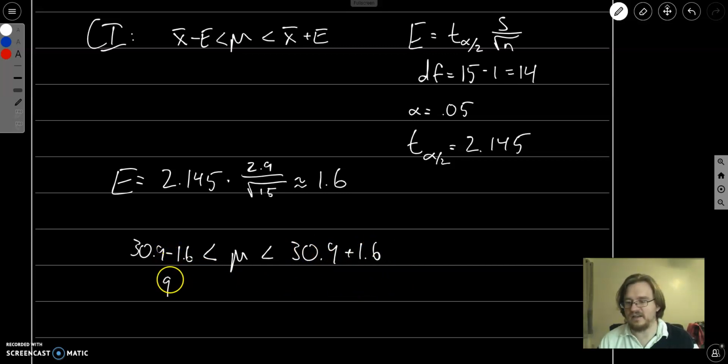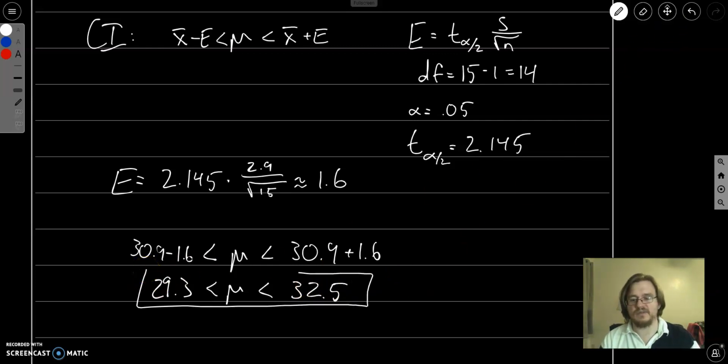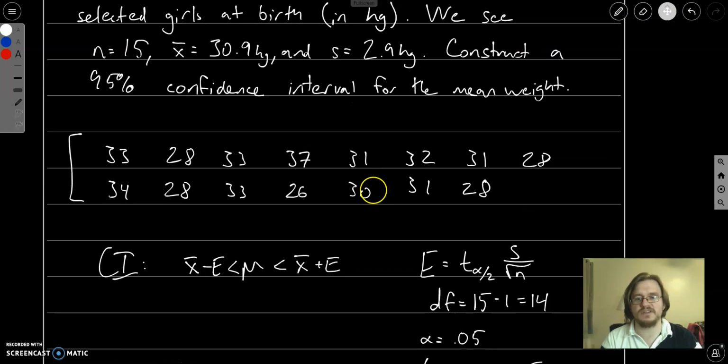Here our lower bound is 29.3, and our upper bound is going to be 32.5. So here is our 95% confidence interval. To state explicitly what this means, we are 95% confident that the population mean is between these two values. If we want to be more confident, we would have to give a wider interval to capture more numbers so that we're more confident the mean is in there. But this will suit our purposes for this question.